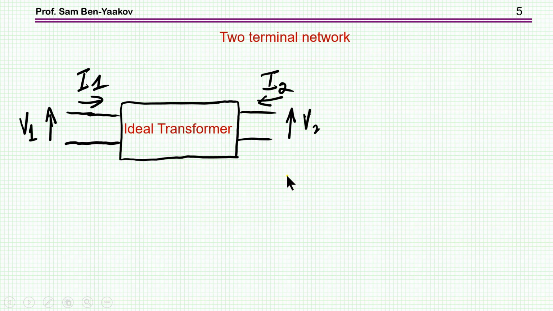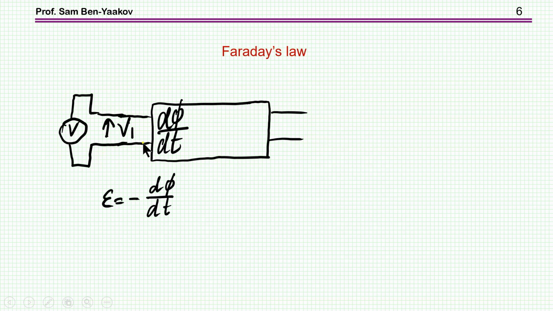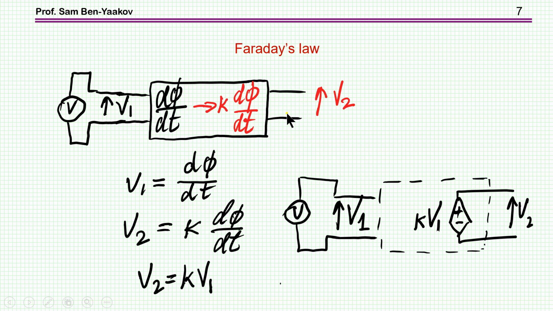So, if we have a two-terminal network, which represents the ideal transformer, there is an input, there is an output. Then, according to Faraday's law, if I'm putting here a voltage source, if there is a magnetic coupling, it'll generate a dφ/dt. Now, at the output terminals, we pick up some of this dφ/dt, or a larger amount, that is by the number of turns that we have in a transformer. So we have at the output side some k times dφ/dt. Now, since V1 is dφ/dt, V2 is k dφ/dt, obviously V2 is k times V1.